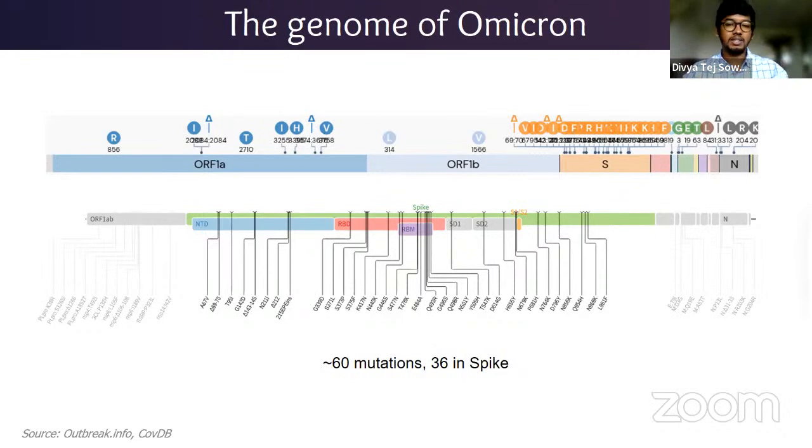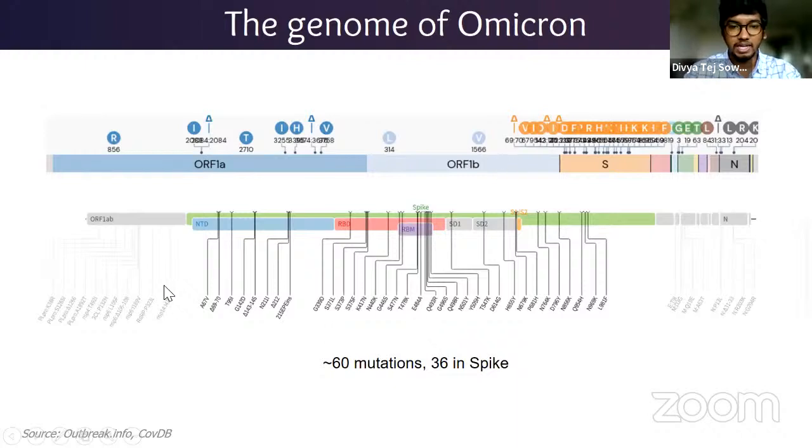Now, the fact that there are so many mutations in the spike protein immediately raised alarm that maybe it has modified the structure of the spike protein in such a way that it can bypass the existing immune response of the host, either provided by vaccine or by natural infection. And some of the mutations identified were previously present in other variants of concern, such as those in Delta and in the Beta variant, which was also first identified in South Africa. So that was the main reason.